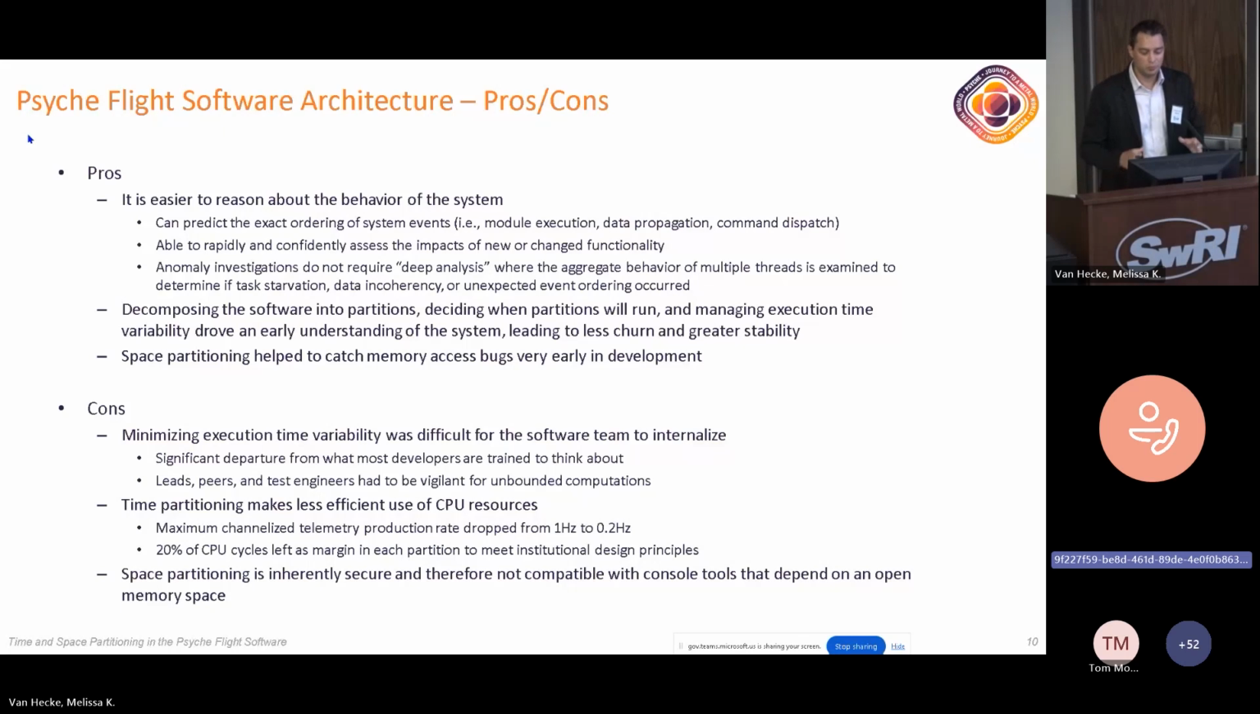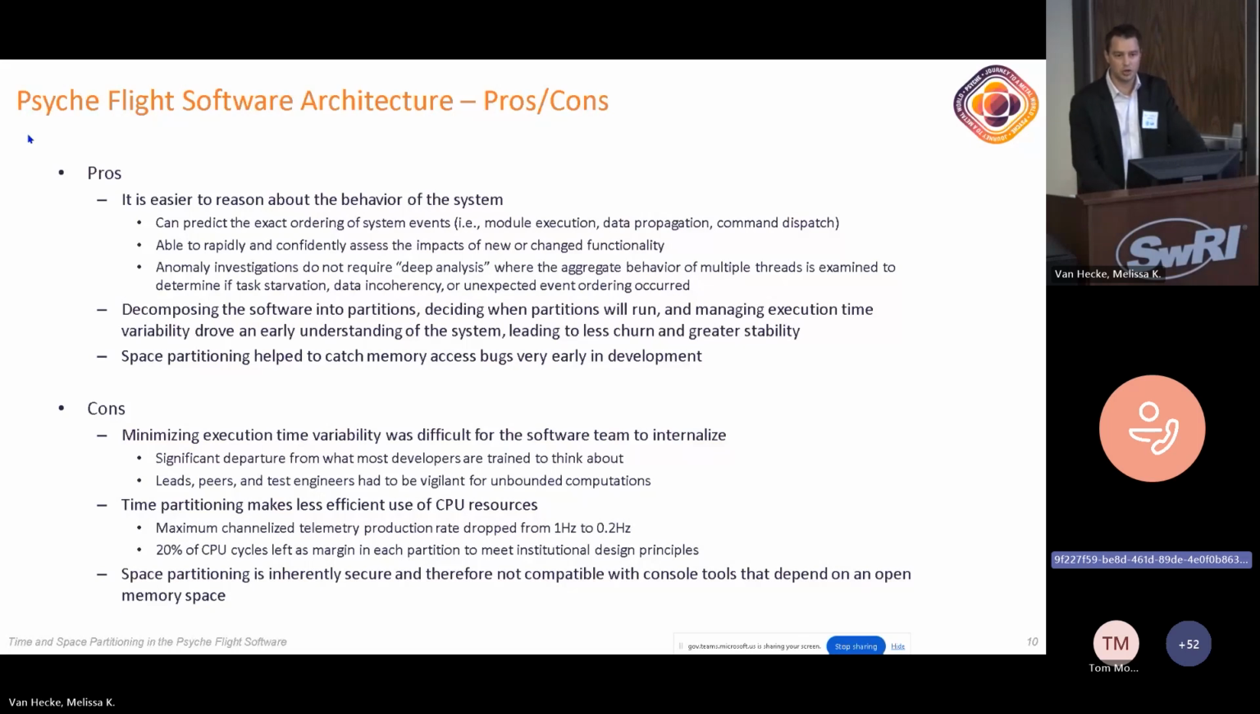So also, we had to decompose the software into partitions, and we had to plan the execution schedule very early in development, just to be able to build everything out. And that really caused us to front load our design early in the project. And that made the design very stable. We had a really firm understanding early on of what the system looked like.